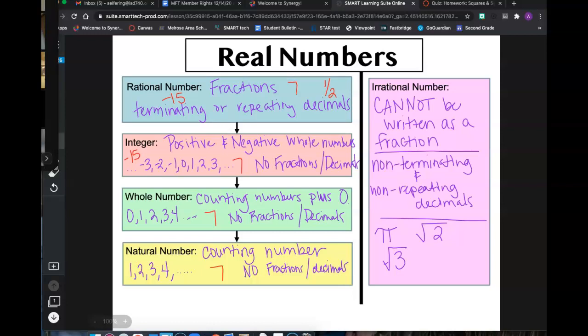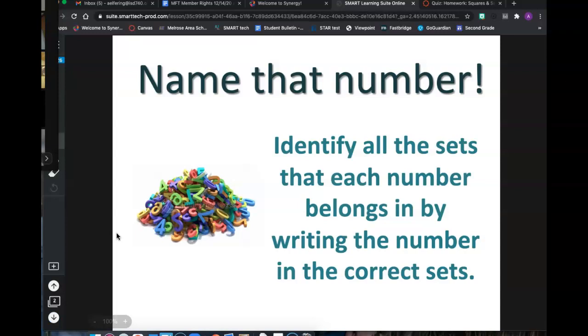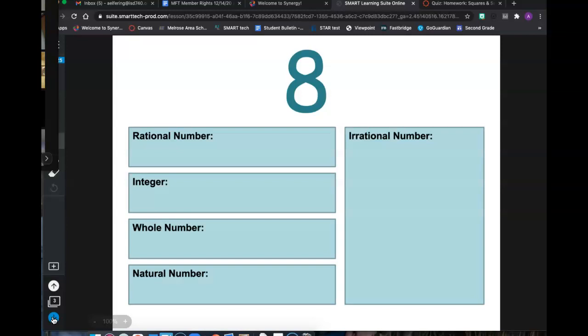All right, so what we're going to do is play a little game called Name That Number. So you need your notebook in front of you so you can look at these definitions. I'm going to show you a number, and I want you to put a check mark in every box that you think it would belong. So I'll show you the first one together, and what we would do. Everybody needs to be on Hello Smart right now so that you can see this.